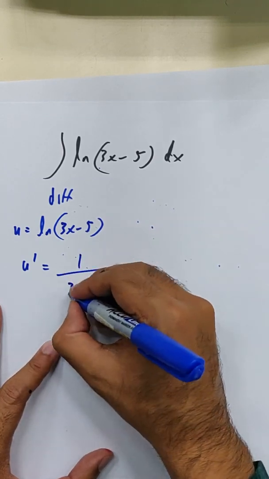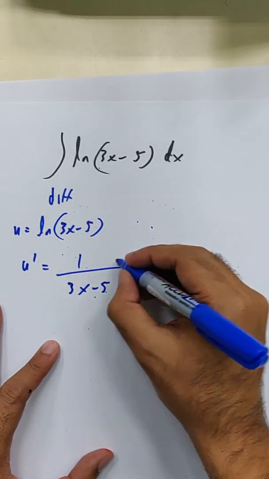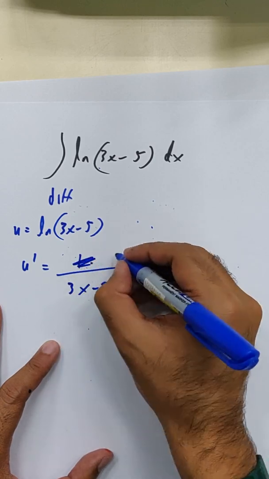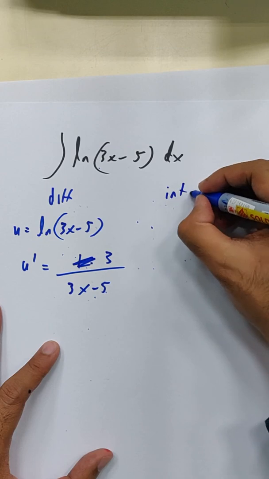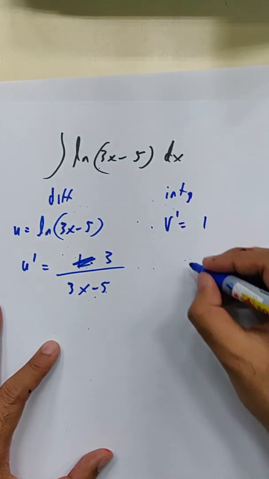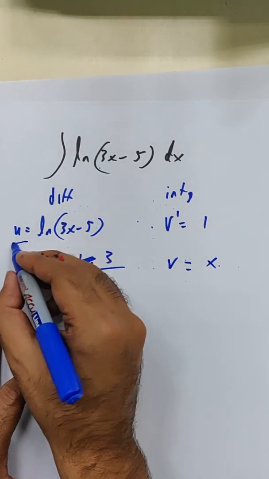1 over 3x minus 5, differentiate inside. You get times 3. Okay, sorry, a bit fast there. What do you want to integrate? Integrate 1. X. Okay, now you combine them up.